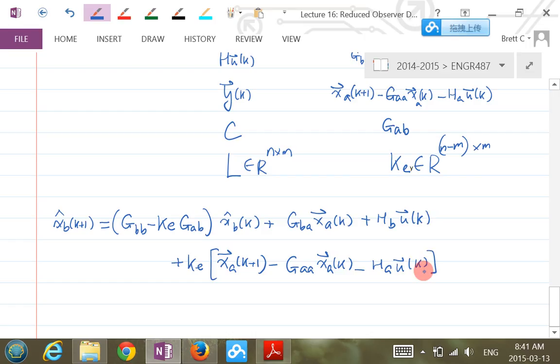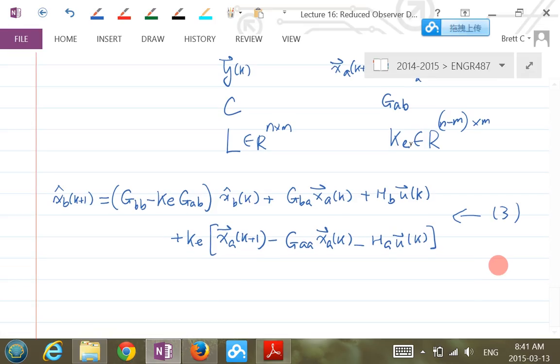Okay, let's call the equation number 3. We got our new estimation equation. But this is not the final form yet. Not the final form.